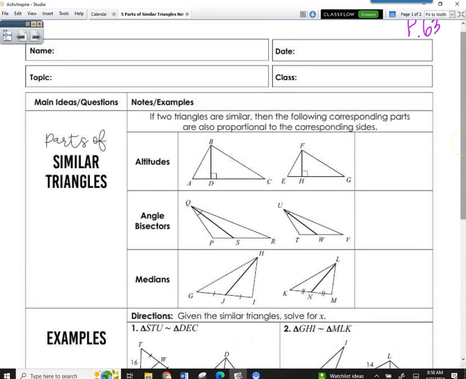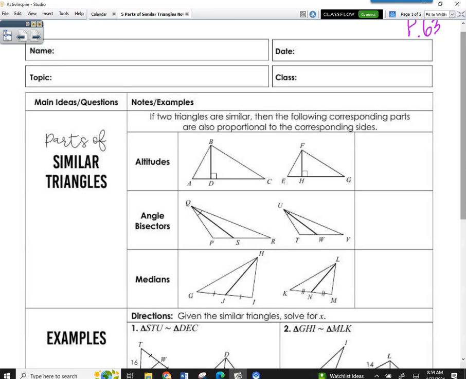So let's just start right in at the beginning. Parts of similar triangles. There's three scenarios: an altitude, an angle bisector, or a median. You might look at the pictures and think they all look the same, but there are differences in all of them. Look at the top, the altitude triangle. What's in there that's not in the other four? A 90-degree angle. And that's exactly what an altitude is.